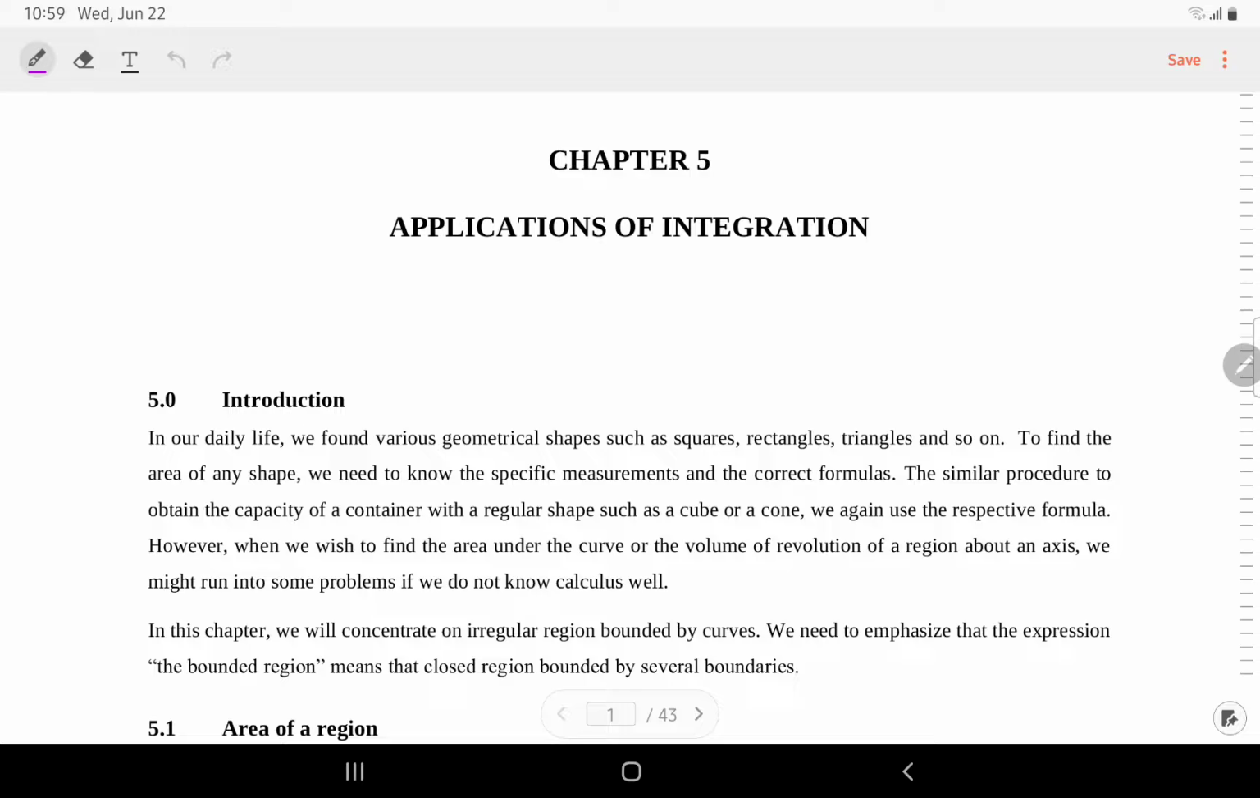This is the video lecture for week 12, where we have finally arrived at the last chapter of our syllabus, chapter 5, about the application of integration. In this chapter we will learn about two applications of integration. The first is to find the area of the shaded region, and the second is to find the volume of a solid. So let's take a look at the introduction for this chapter first.